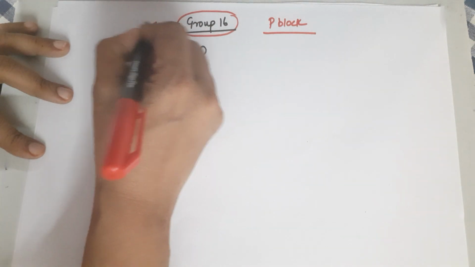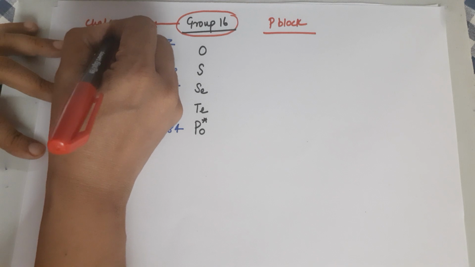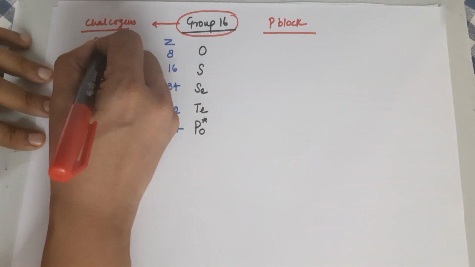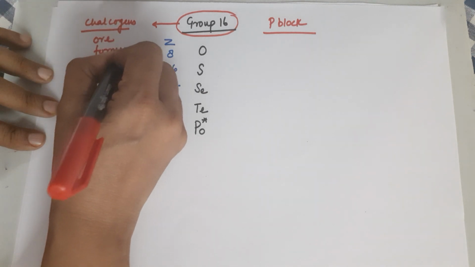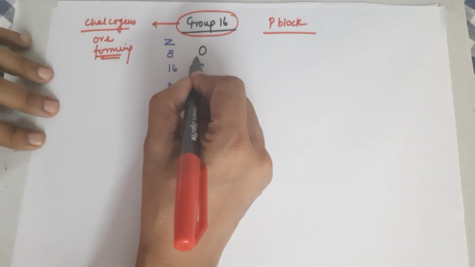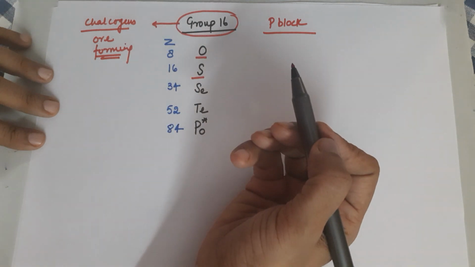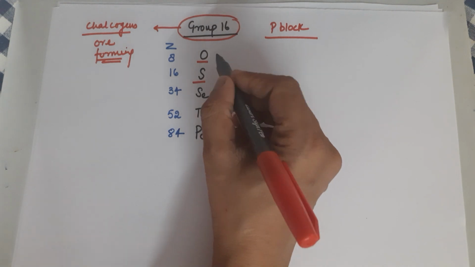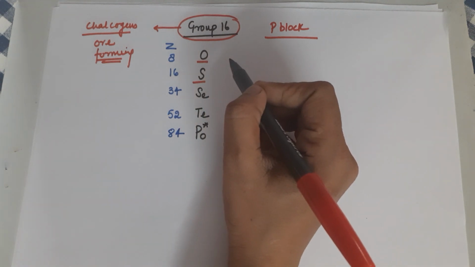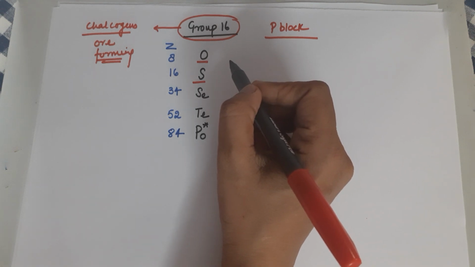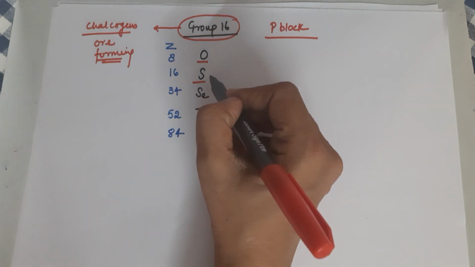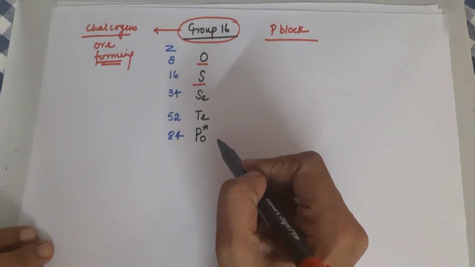Group 16 members are also known as the chalcogens. The word chalcogen means ore forming. Generally, the ores are either oxides or sulfides. Majorly, we find that the ores that are dug up from the earth crust are either oxides or sulfides, and that is probably the reason that this particular group is known as the group of chalcogens. Coming to the members of this group, you have oxygen, sulfur, selenium, tellurium and polonium.